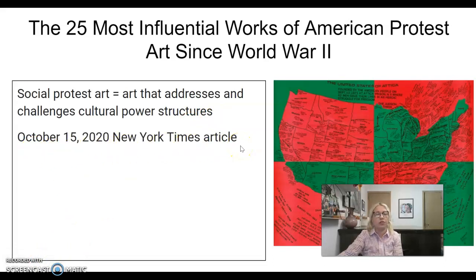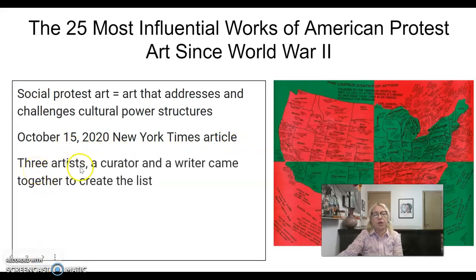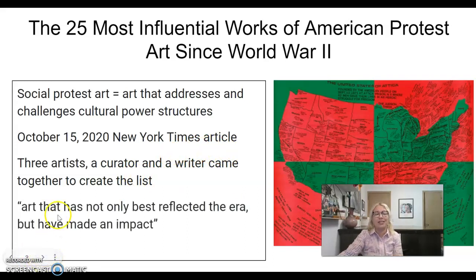This particular article comes from October 15th, 2020. It was created by 3 artists, a curator, and a writer. A curator is the person who's in charge of a museum and decides what's going to go in the museum or not. They came together to create this list, looking for art that has not only best reflected the era, but made an impact. They chose 25, and the PDF you're going to see doesn't have all 25 pieces. I took some out just for the sake of space and time.